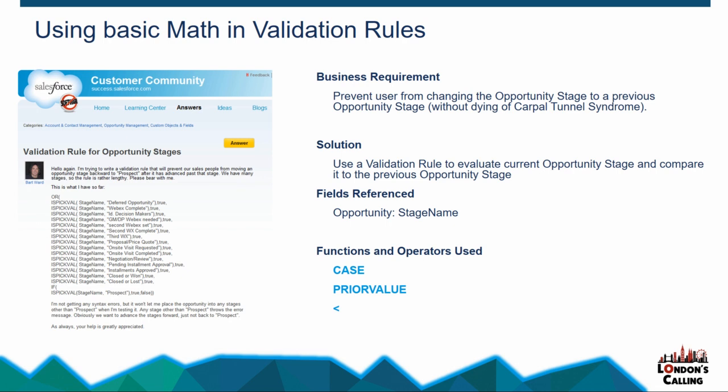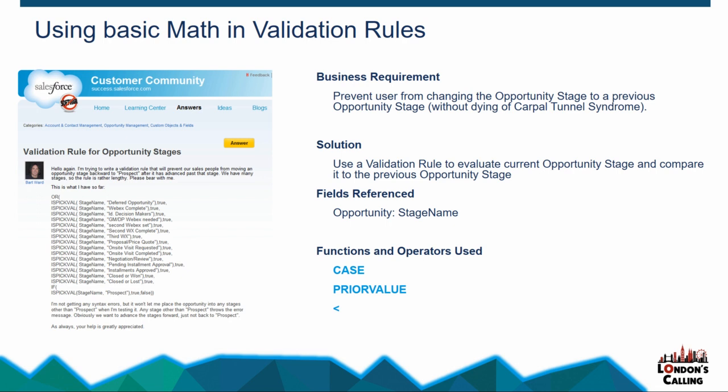A deal couldn't be prospected and then move to proposal submitted and then back to prospect again. He wanted the stages to be sequential. And he posted his first attempt at writing that validation rule using a function called isPickVal. He had 17 stages in his sales process.